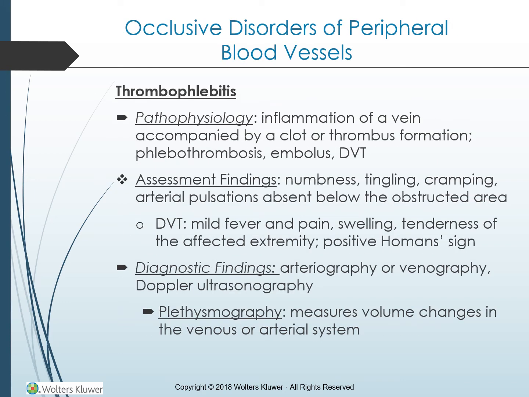Thrombosis, phlebothrombosis, and embolism. A thrombosis is a stationary clot. An embolus is a traveling clot. Thrombosis is a state in which a thrombus has formed in a blood vessel.